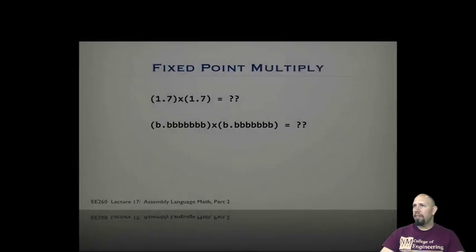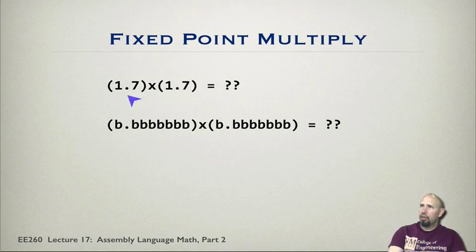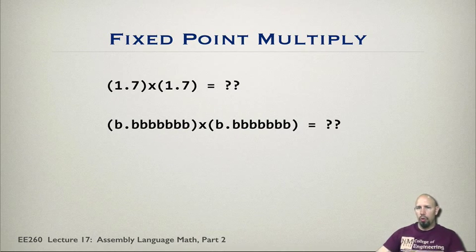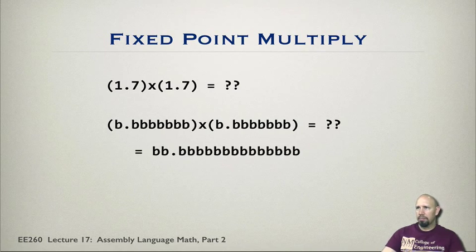Okay, what about a fixed point multiply? So now here is the fixed point 1.7, 1 bit to the left of the decimal point, 7 following, multiplying by 1 bit on the left and 7 after. So what happens when I multiply those two things together? This is the form that I get here. Okay, so I'm multiplying these two together. What is the result that I get? Well, this is what I can expect.